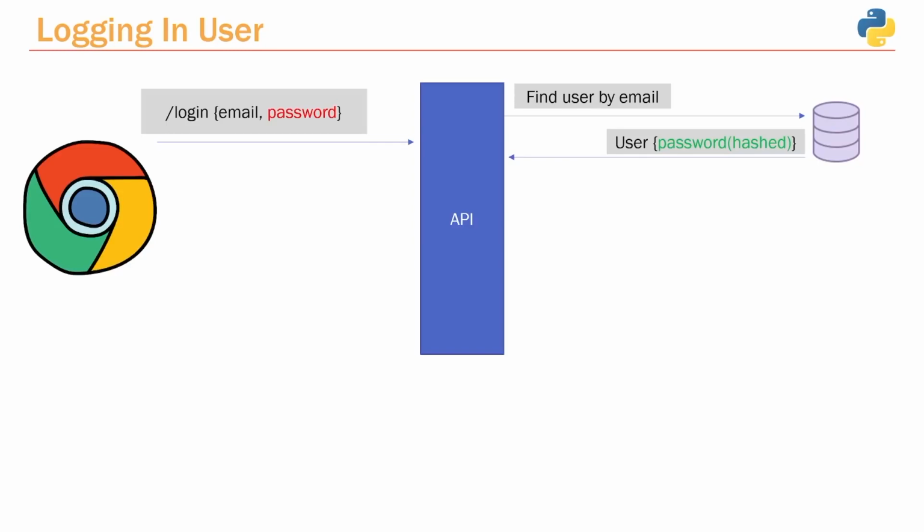But this creates a little bit of a problem because we have the attempted password for the login attempt in plain text. However, we've got the password in our database as a hashed password. So how exactly do we check to see that they're equal? Because right now, a hashed password does not equal the same as the regular password.